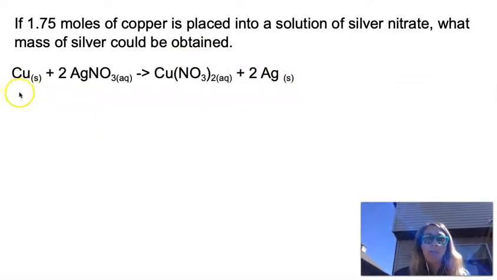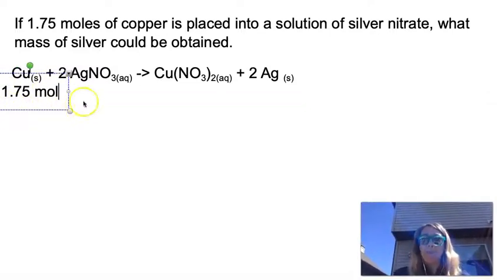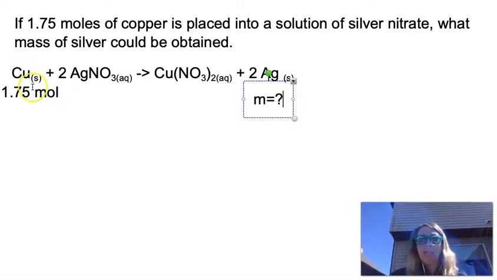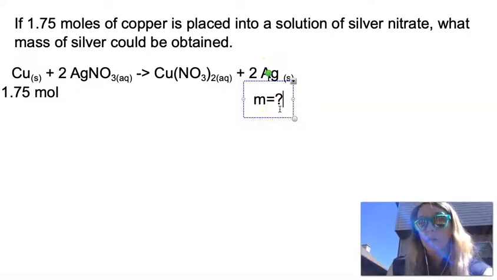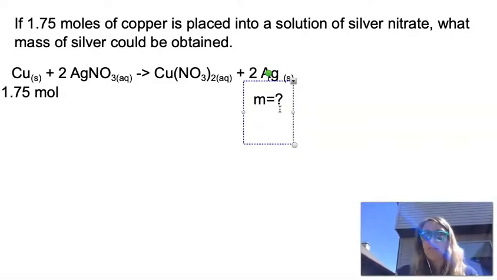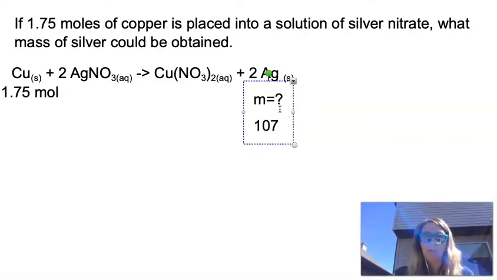So now when we look at it, givens wise, we were told 1.75 moles of copper. And then we are being asked to determine the mass of the silver. So for copper, I was given moles. I don't need to get anything else. For the silver, I'm looking to solve for mass. So that means I am going to need to go get a molar mass, which for silver is 107.87 grams per mole.